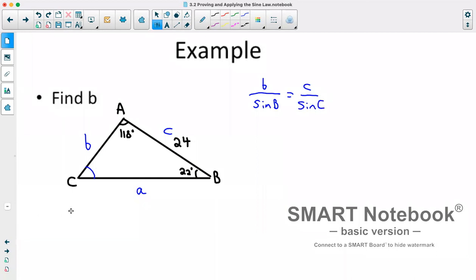Now to solve for angle C, we know that angles in a triangle must add up to 180. So we have 180 is equal to angle C plus 118 plus 22. We'll subtract 118 as well as 22 from both sides. And that gives us 40 degrees is angle C.